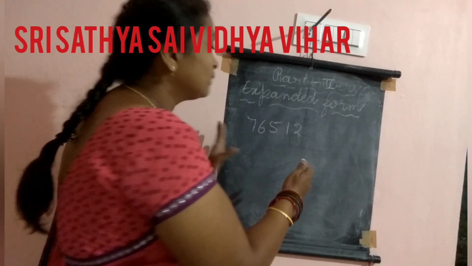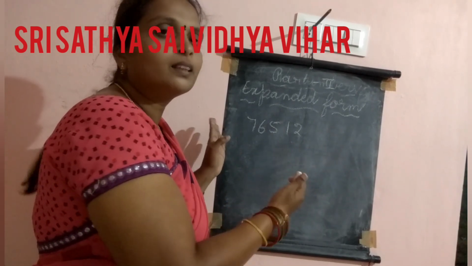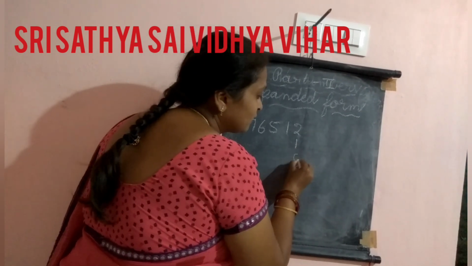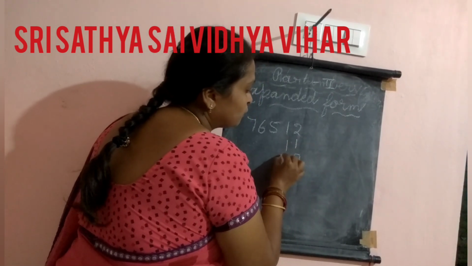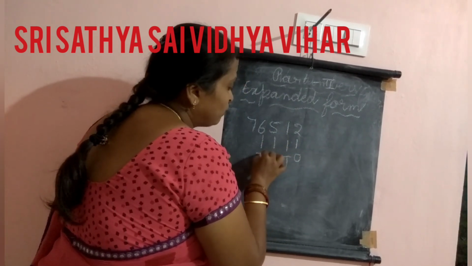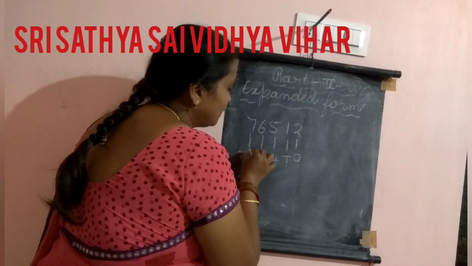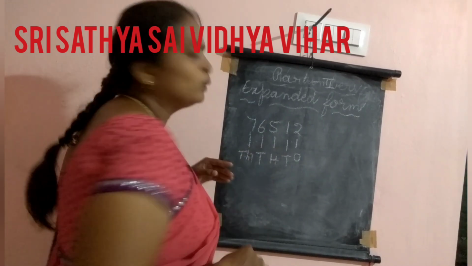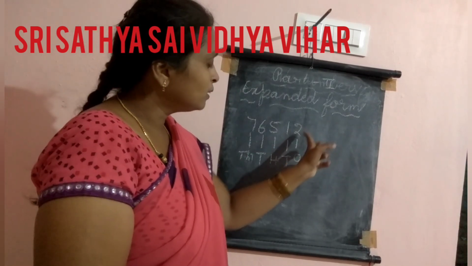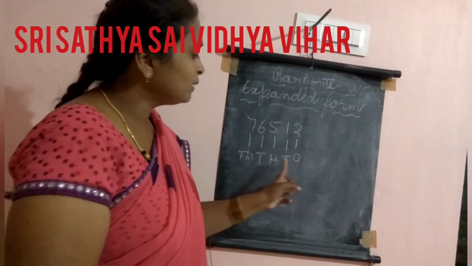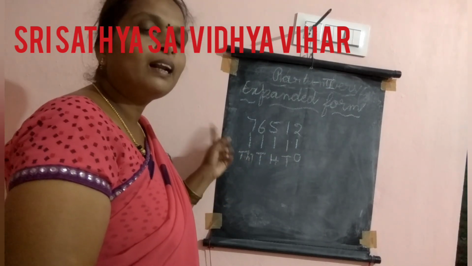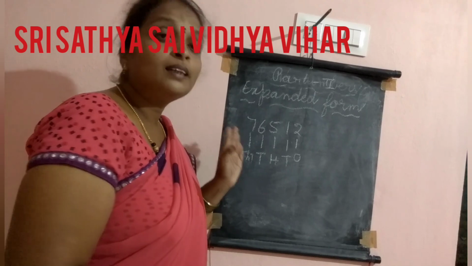From the right side to the left side. This is ones place. This is tens place. This is 100 place. This is 1000 place. This is 10,000 place. From the right side to the left side means first ones place, tens place, hundreds place, 1000 place, 10,000, after that lakhs, 10 lakhs, crores, 10 crores. This is the place value.